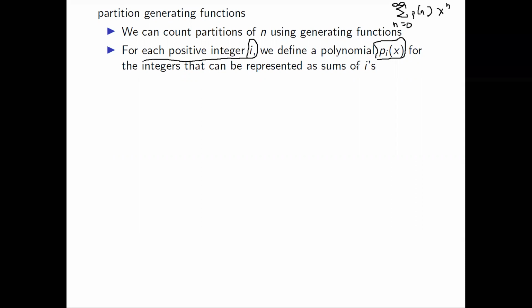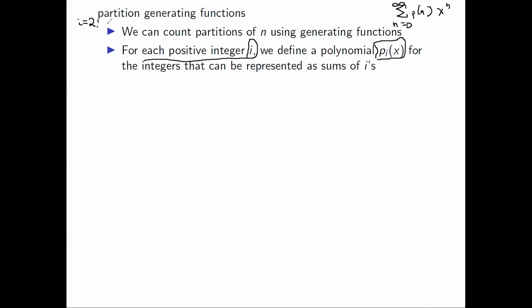And in order to build p_i of x, we're going to allow p_i of x to count the number of ways that we can represent each integer just as a sum of i's. So p_i of x will only use i's in the sum, and p_i of x will be defined for each positive integer i. So each possible positive integer that we can have in a partition will occur in some p_i. But p_i will be much simpler to compute than the partition function for p of n, because for p_i, we only have to worry about multiples of i. So let's consider an example. To calculate p_i for i equals 2, let's say.